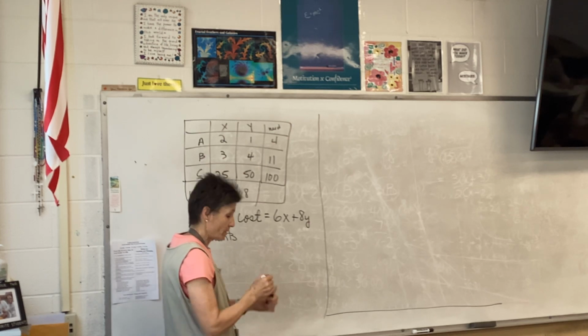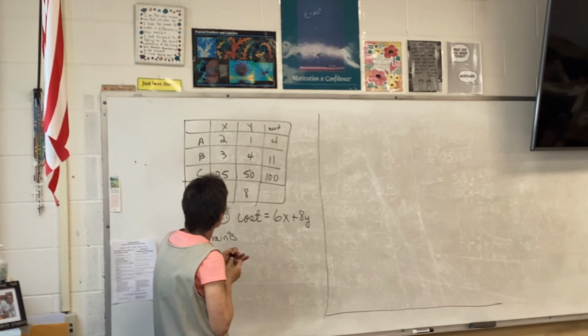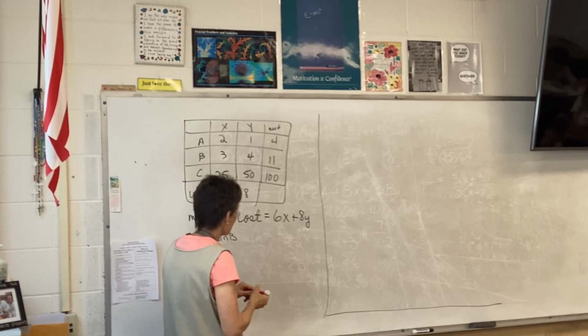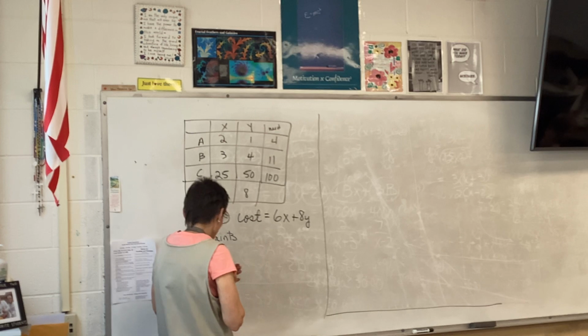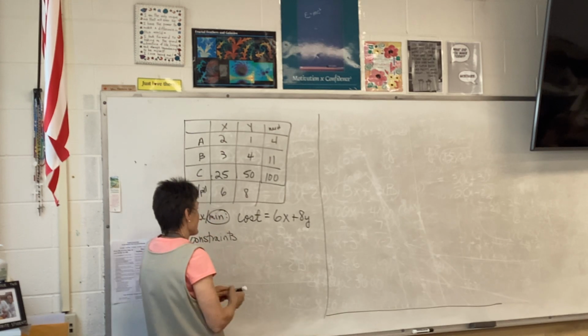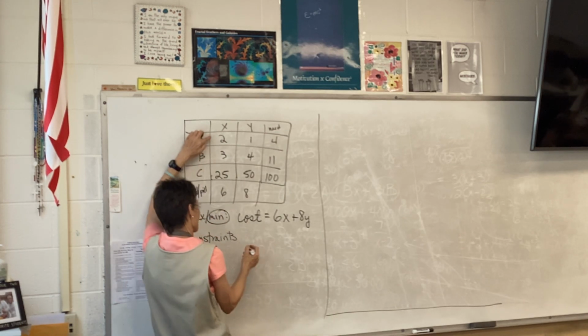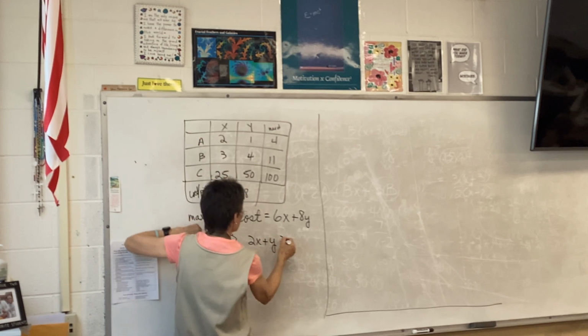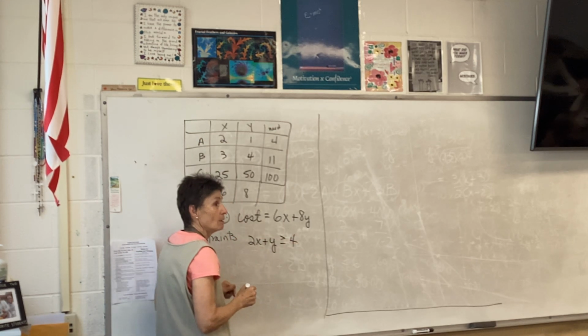Okay, so here we go. Looking at these numbers, I think I can use a scale of 1. Oh, wait, first, before I graph, I gotta write my constraints. What are my equations? 2x plus y greater than or equal to 4.